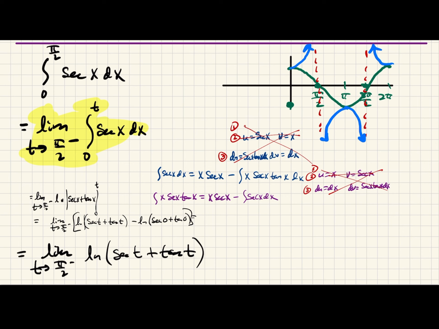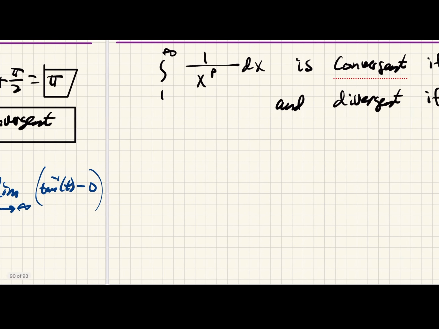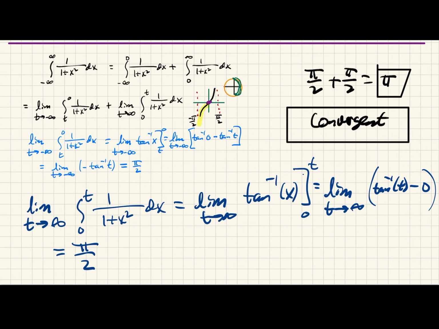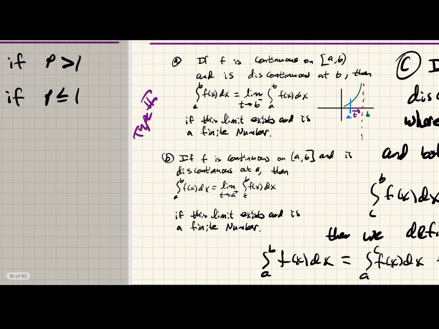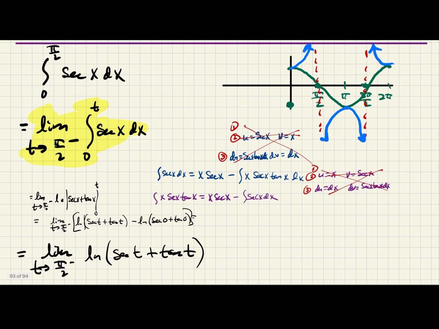Okay, so now the question becomes, what about these values at pi over 2? We just looked at them at 0. What about these graphs at pi over 2? As we go to pi over 2 from the left, what does the secant do? It goes off to infinity. And as tangent goes to pi over 2 from the left, where does it go? Yeah, that also goes to infinity, doesn't it?